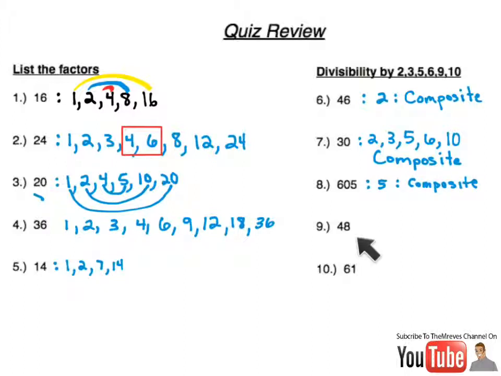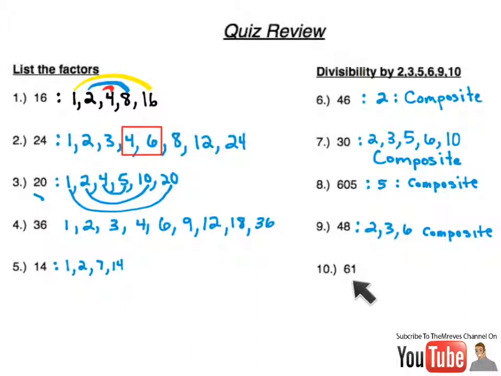48, simple. It's even. So 2. Add them together. 4 plus 8 is 12. 3 goes into 12. Doesn't end in a 5 or a 0, but 2 and 3 go into it, so 6 does. And 9 doesn't go into 12, and it doesn't end in a 0, so we know that this is composite.